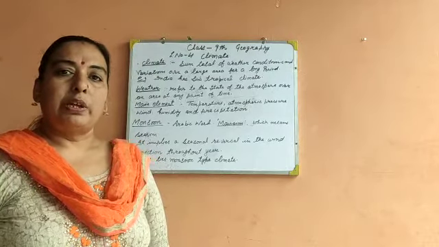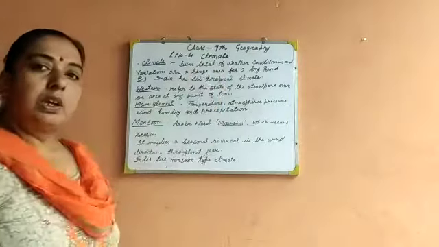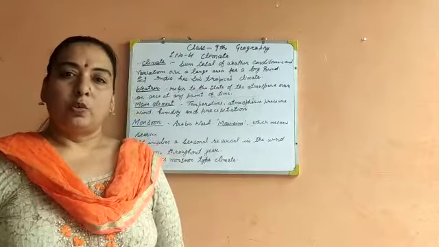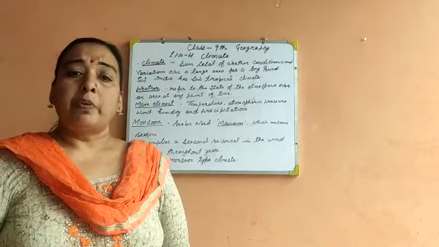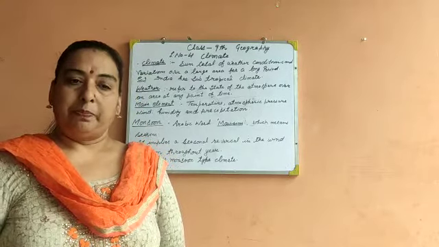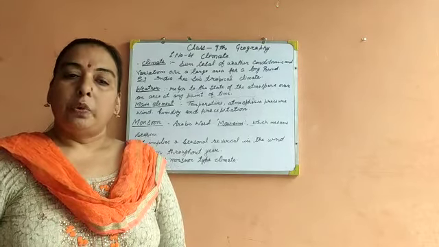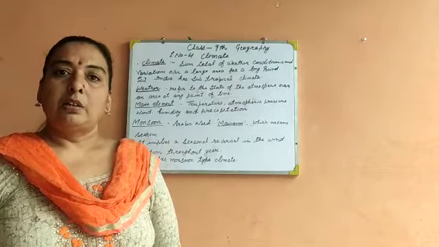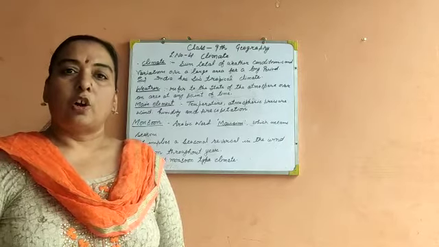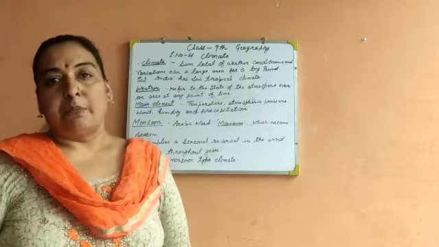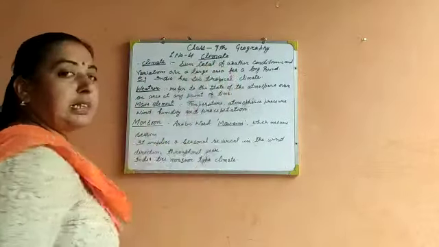Dear students, today we start our geography lesson number 4, that is climate. Firstly, I want to ask you some questions. Why is it hot and uncomfortable in the month of May? Why does it rain in August? Why do we wear woolen cloth in winter and cotton cloth in summer? The answer to all these questions is climate change. So today we start our next lesson, that is climate.